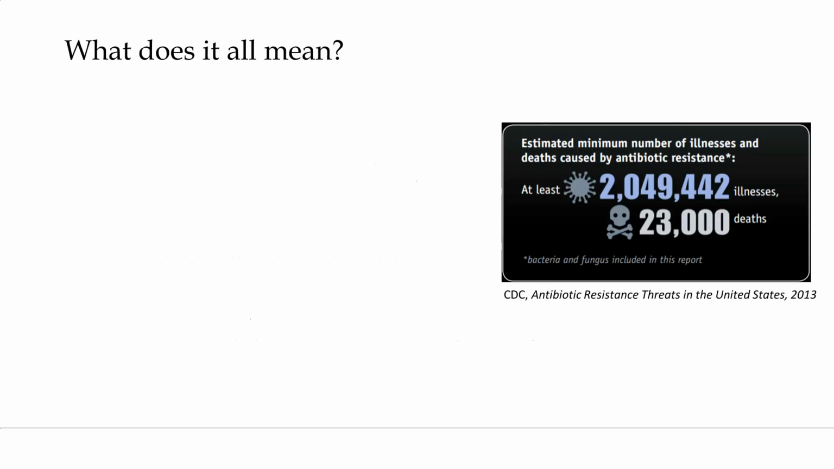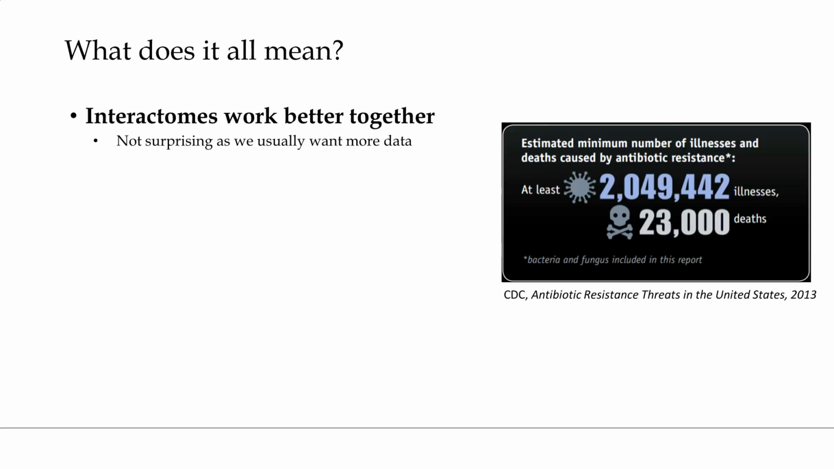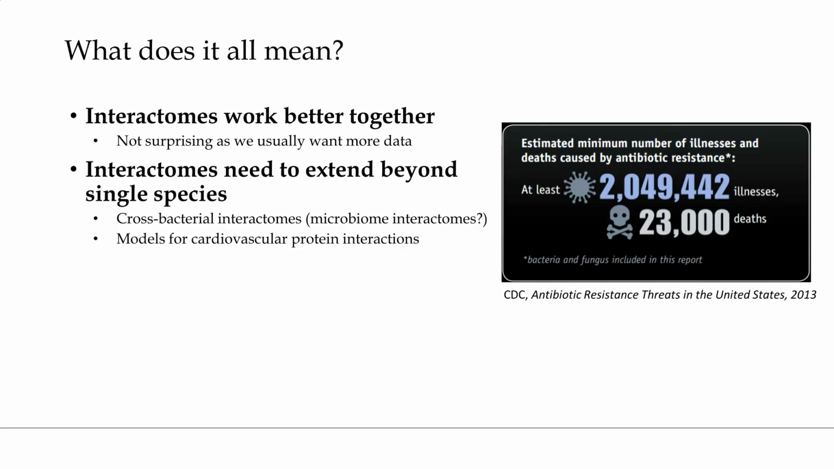So what does all this mean in a broader context? In short, I like to think the interactomes work better together. That's not terribly surprising, as we usually want more data. People usually don't want less data unless they're trying to filter it back. But also the interactomes need to extend beyond single species to be truly useful. In terms of cross-bacterial interactomes, that means potentially expanding it to an entire microbiome.